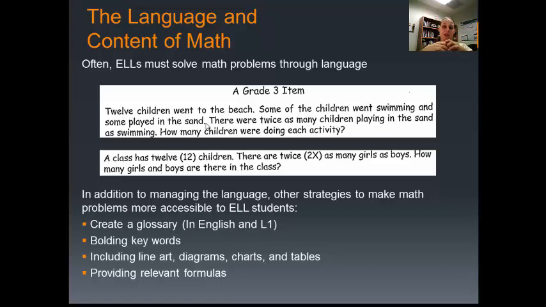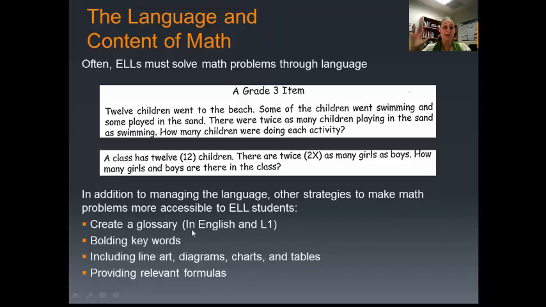Okay, so going through that information with ELLs is highly necessary, because without that explicit instruction, there's going to be an information gap for them.